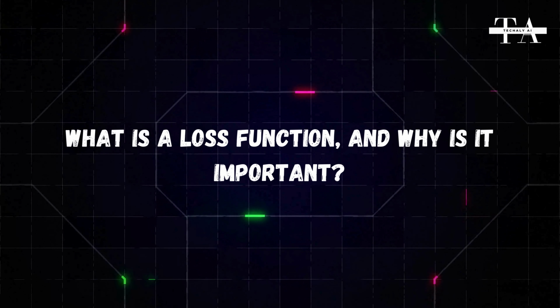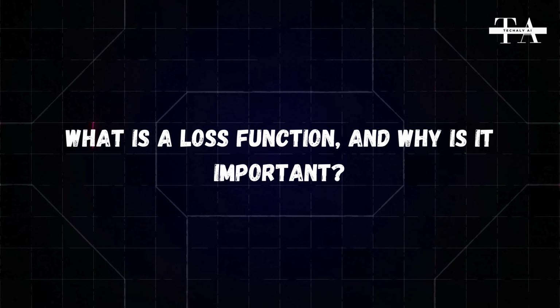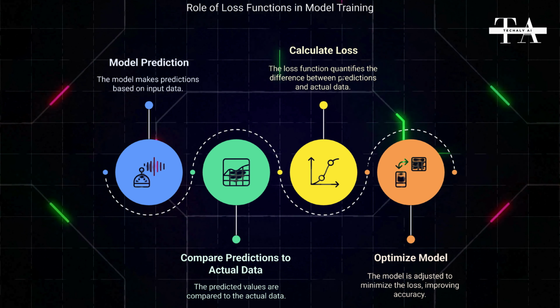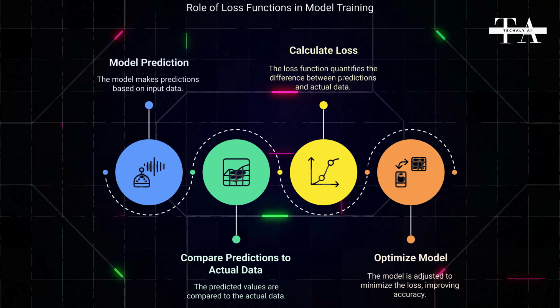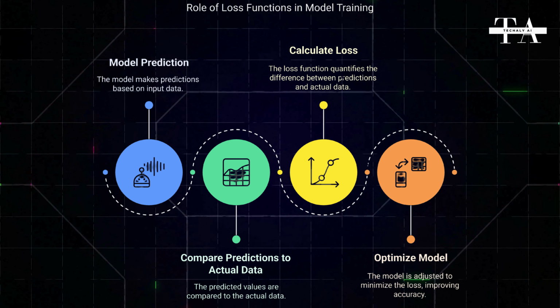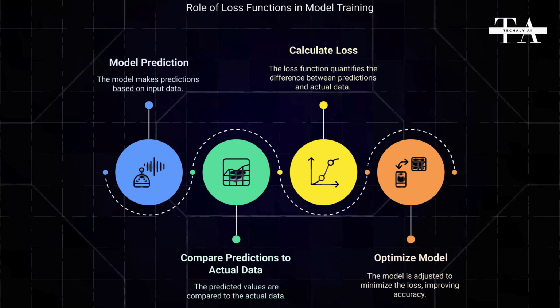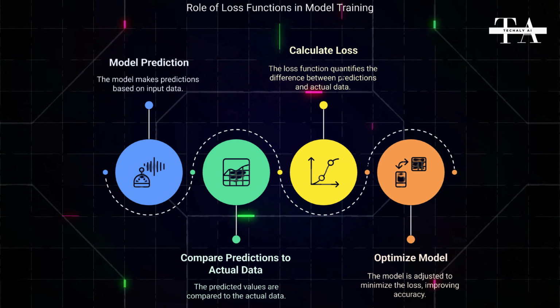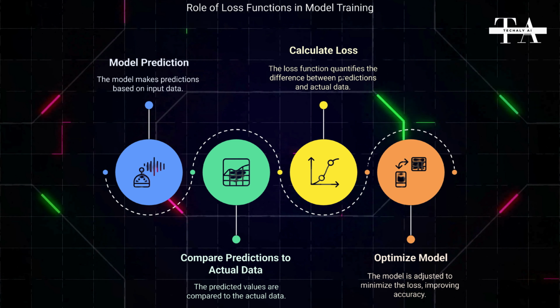What is a loss function and why is it important? A loss function quantifies how well a model's predictions match the actual data. It is crucial because it guides the optimization process during training. Common loss functions include mean squared error, MSE, for regression tasks and cross-entropy loss for classification tasks.